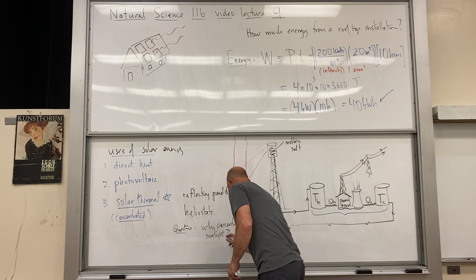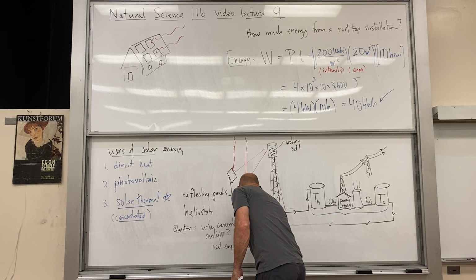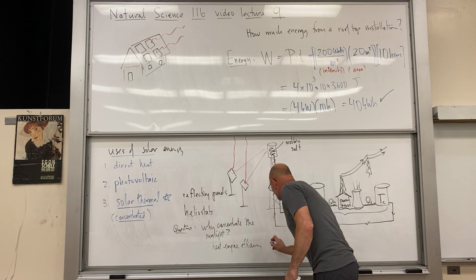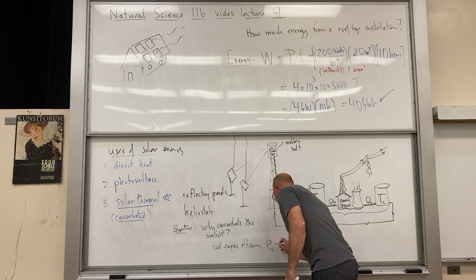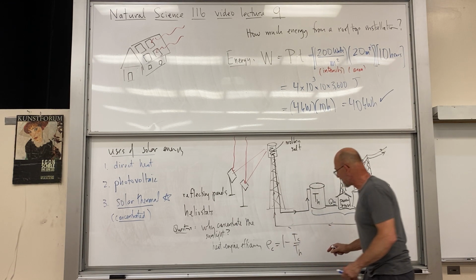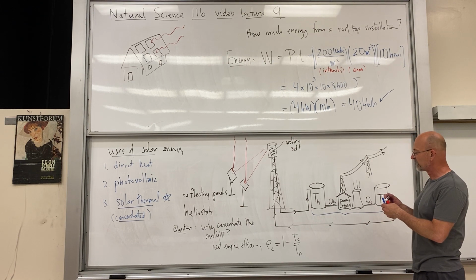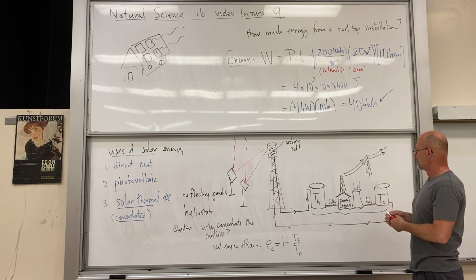Because of heat engine efficiency. Here's our answer: heat engine efficiency, and just to remind ourselves of the Carnot efficiency, we want to make TH as high as possible. So that's the reason we concentrate the sunlight here.